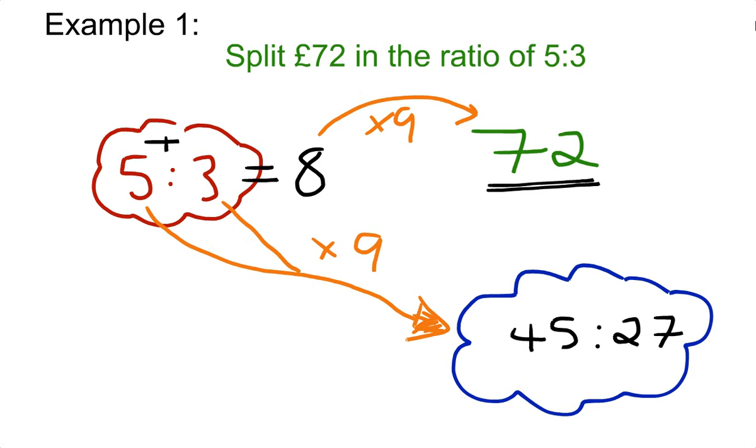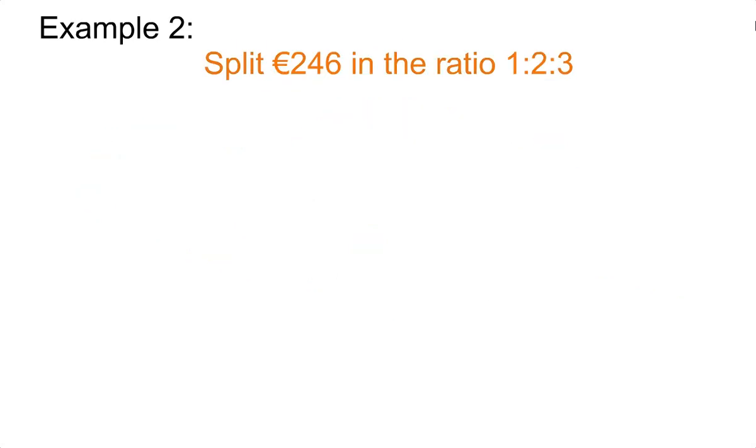So if I want to split 72 in the ratio of 5 to 3, well, I'd end up with one person getting £45 and the other person getting £27. So let's have a look at the next example.